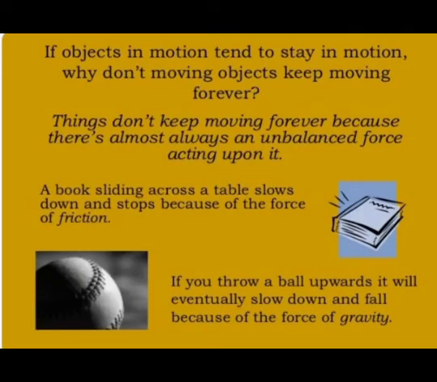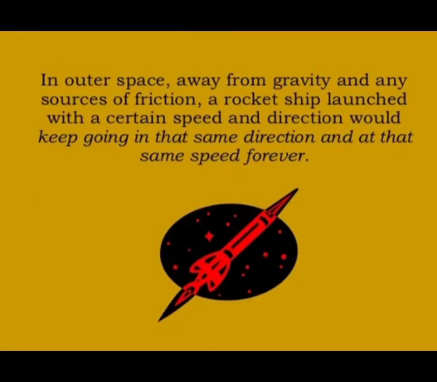If objects in motion tend to stay in motion, why don't moving objects keep moving forever? Things don't keep moving forever because there's almost always an unbalanced force acting upon them. A book sliding across a table slows down and stops because of the force of friction. If you throw a ball upwards, it will eventually slow down and fall because of the force of gravity. In outer space, away from gravity and any sources of friction, a rocket ship launched with a certain speed and direction would keep going in the same direction and at that same speed forever.